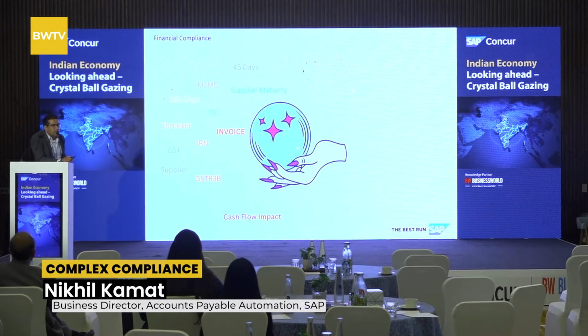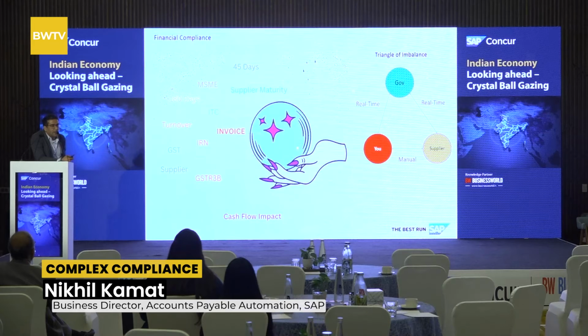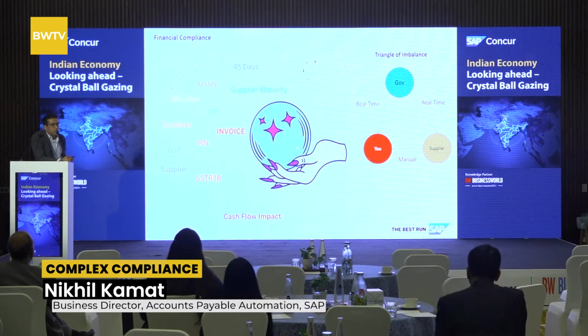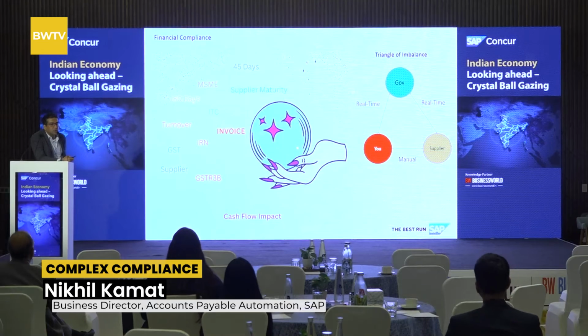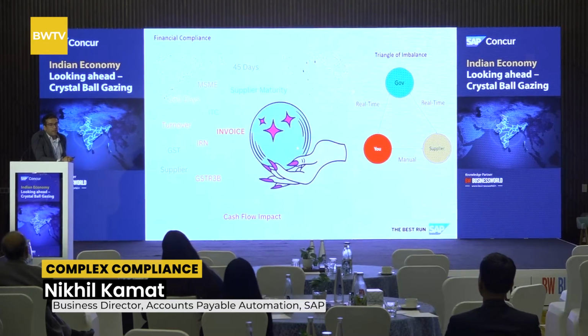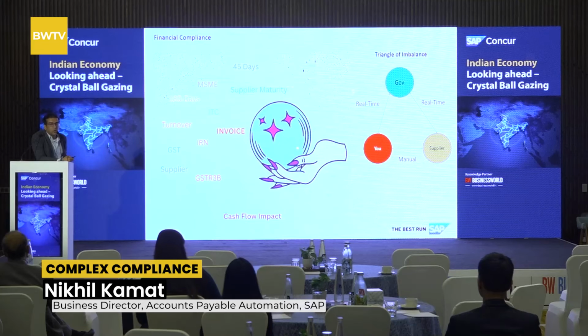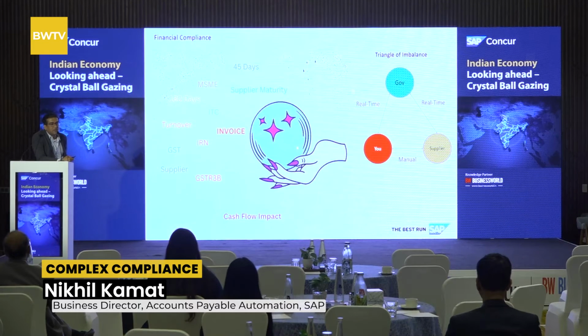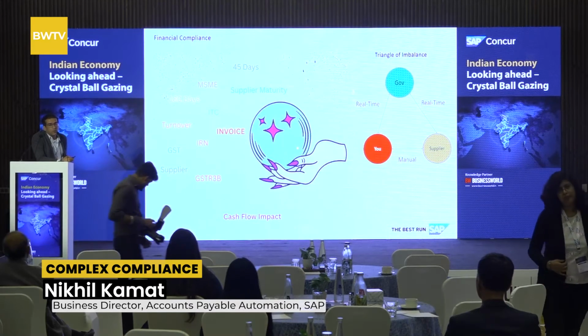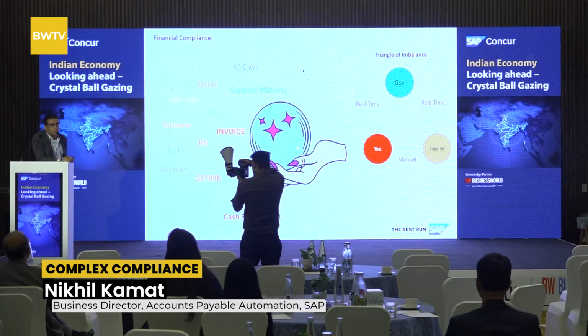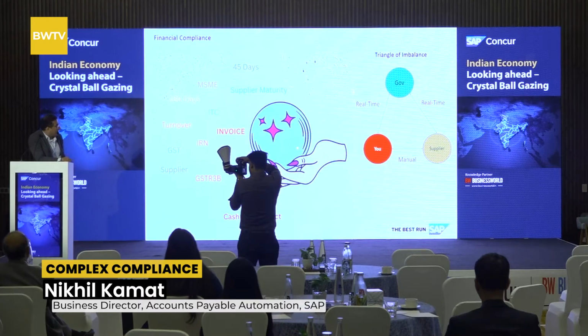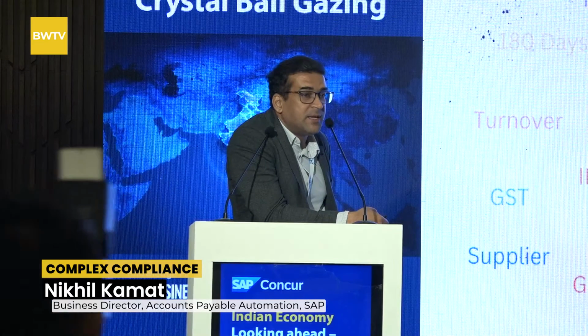And why is this happening? Primarily, is there a solution to this? Currently, there doesn't seem to be a solution offered in an integrated manner. If you see what's happening, there are three players in the game: the government, you, and your vendor. The government has put the entire onus on you. If you want the input tax credit, if you want to pay the MSME vendors in 45 days, or you want to be compliant, the 100% onus is on you.